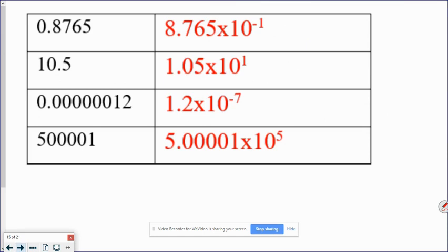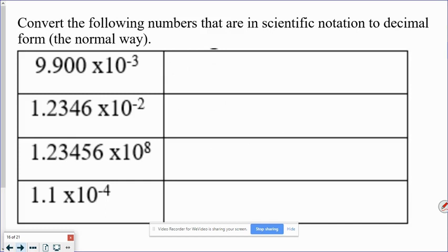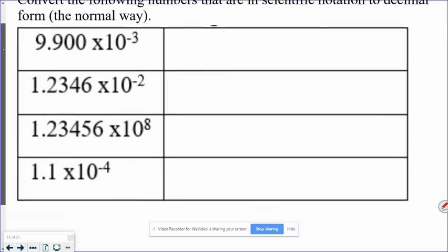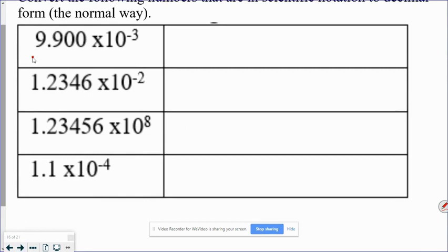Again, there's a prettier version of what I just went over. Convert the following numbers that are in scientific notation to decimal form. So in other words, what is this number as a decimal?